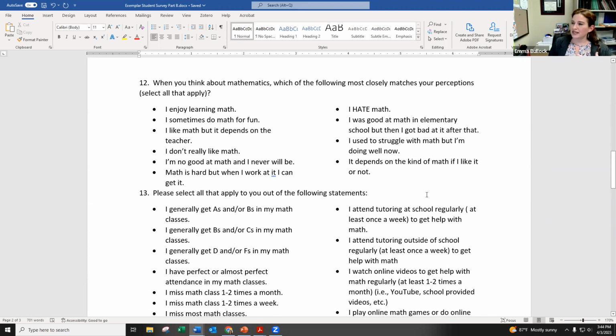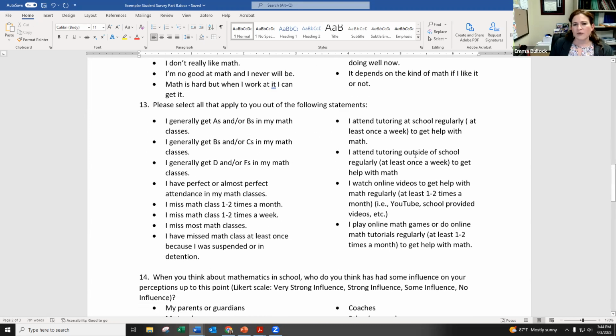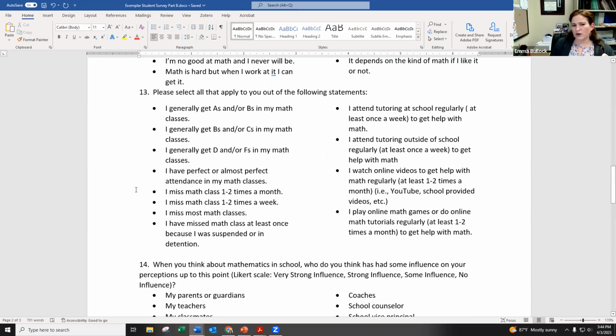Remember, we said mindset could be an important thing to capture information on. So when you think about mathematics, which of the following most closely matches your perceptions? And you could set them up with pre-programmed answers, or you could leave them open. You could decide, if it's important for you, to leave it open and collect free responses, or if you want to provide options, or you could even give them an "other" where it says, tell me something else.